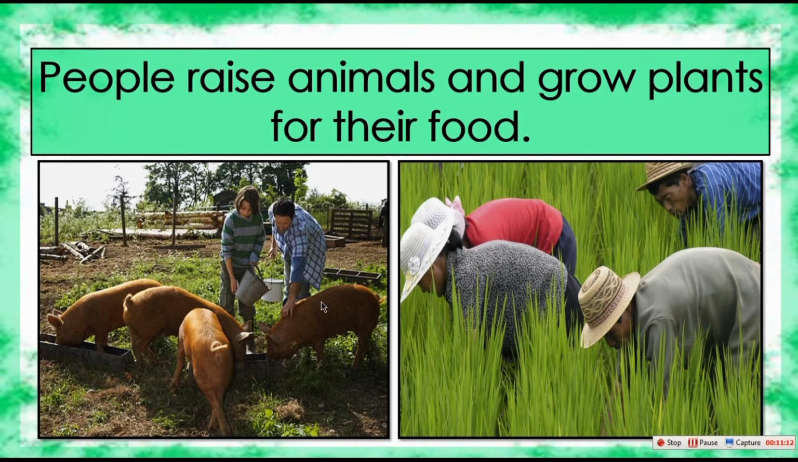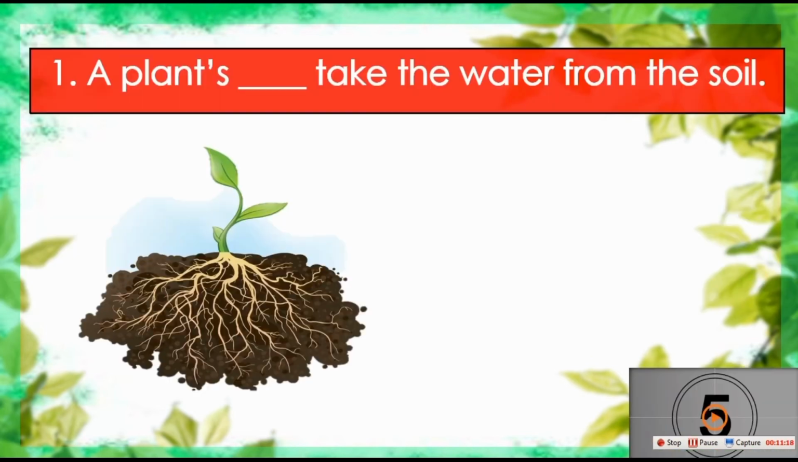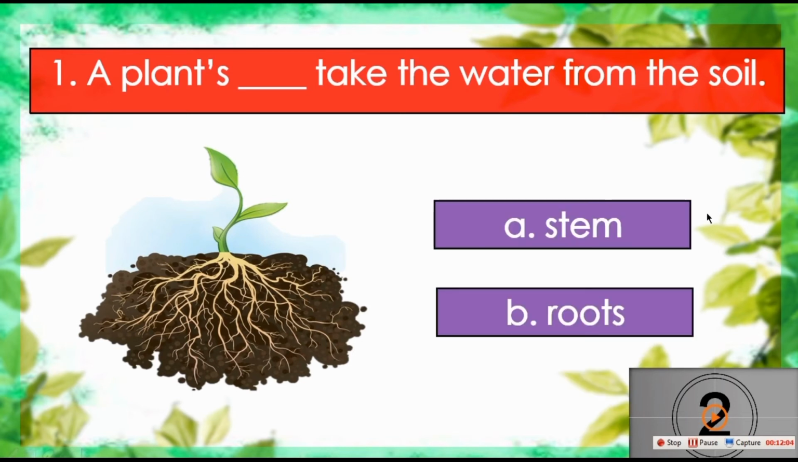Next, for your activity, answer the following questions. Number 1. A plant blank take the water from the soil. Letter A, stem. Letter B, roots. I am going to give you 5 seconds to answer.